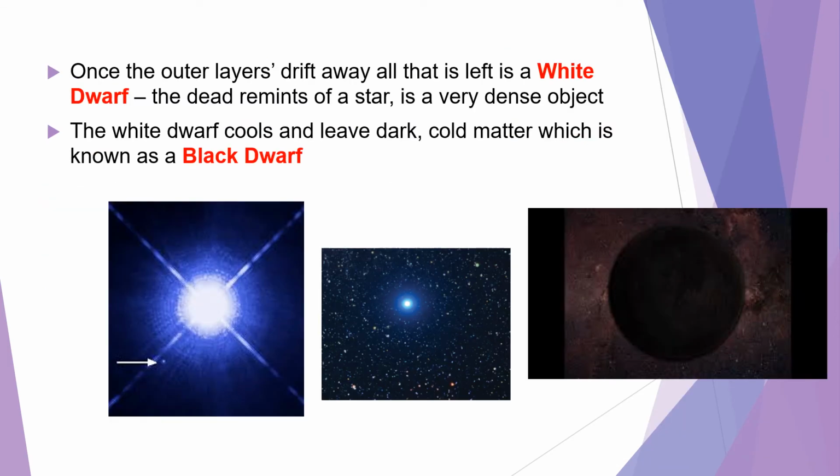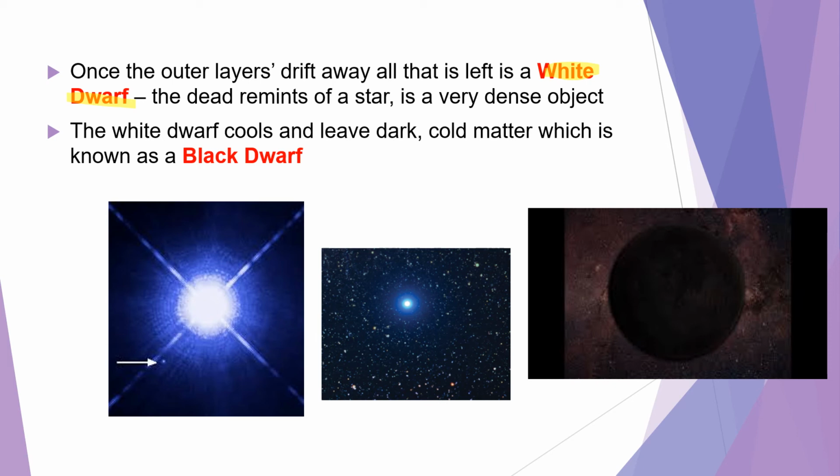Okay, eventually, once the outer layers drift away, all that's left is the white dwarf. Okay, it's called a white dwarf. This is the dead remnants of a star. It's a very dense object. So the white dwarf is when no more nuclear fusion is occurring. Okay, so this is just the core that's left over from the star, and all of those outer layers have drifted away. Okay, it's dense, and there's no more nuclear fusion happening.